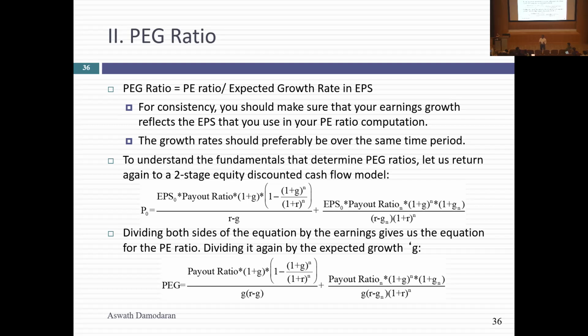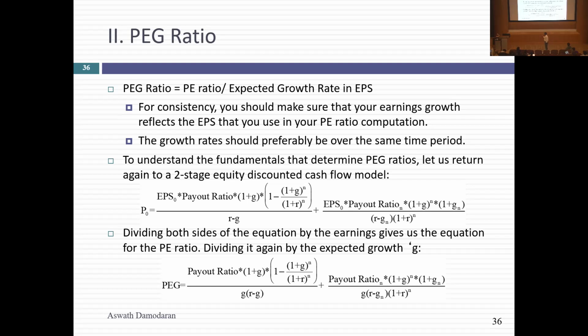Now I want to introduce a note of caution here. The argument that many analysts use for using PEG ratios is that growth is now out of the picture. You can look at the PEG ratios across companies and you have control for growth. Let's say that is true, that using a PEG ratio neutralizes or removes growth from the equation. To answer that, I'm going to go back to that two-stage dividend discount model that I used earlier for the PE ratio. And I'm going to divide first by earnings and then by growth.